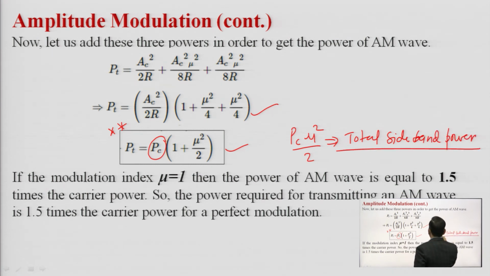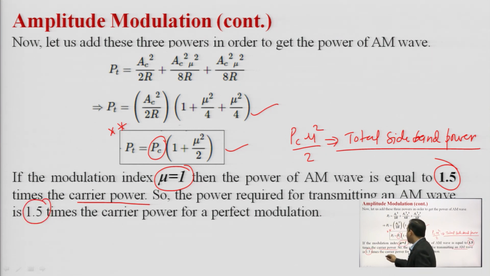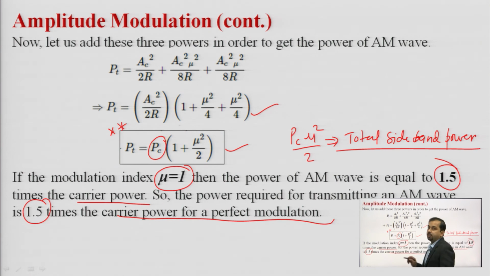Total sideband power. So, if the value of modulation index at critical modulation is mu equals 1, then it is 1.5 times the carrier power. So, the power required for the transmission of an AM wave is 1.5 times the carrier power for perfect modulation. We cannot increase the value of modulation index beyond 1, because the envelope will be distorted and we cannot recover our information back.